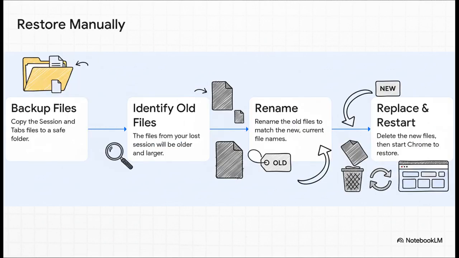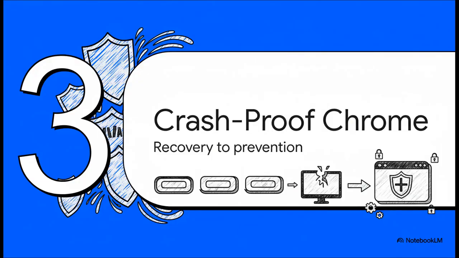So once you're inside that folder, you'll see a few files. Here's the secret. The files from your last glorious multi-tab session are still there. They're just the older files, and they're usually a bit larger because they have all that tab data. The trick is to rename these older, bigger files to have the exact same names as the new, empty ones that Chrome just created. After you rename them, delete the new ones. When you restart Chrome, you basically force it to load your old session. It's a fantastic trick.